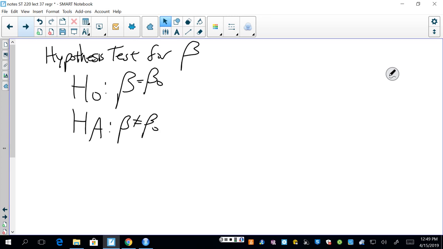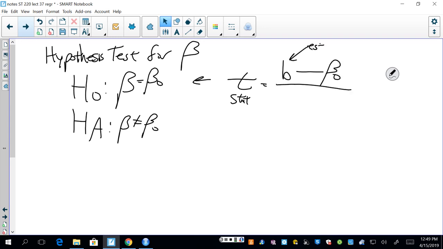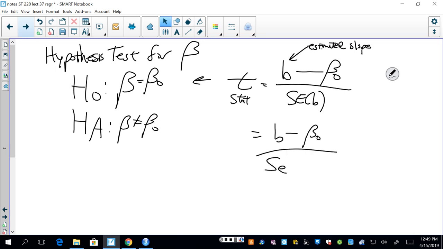We can test this hypothesis by forming a t-statistic that is the estimate minus the null value. So this is the estimated slope, b. The beta 0 is the hypothesized value about the true slope, divided by the standard error for b. And so it's b minus beta 0 over s sub b, and then there's the thing that's like sample size but special for regression. That's down there.